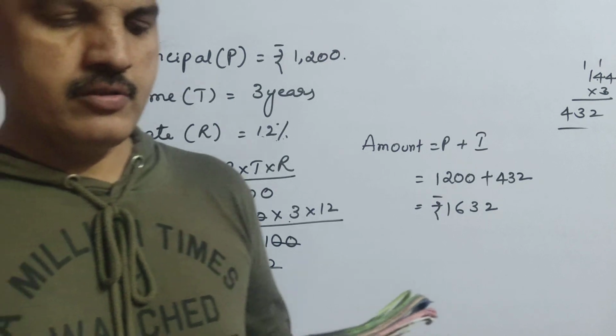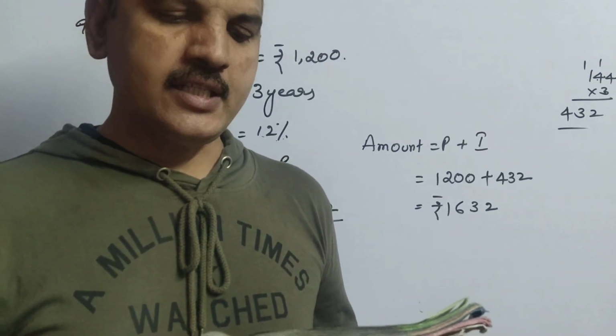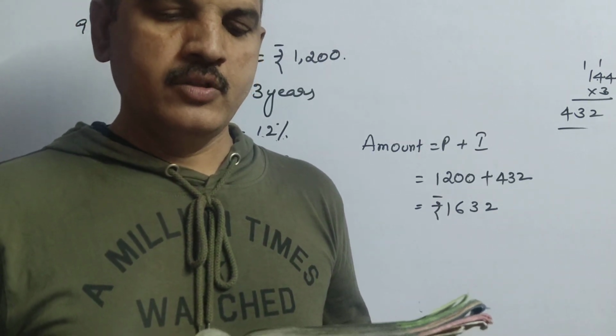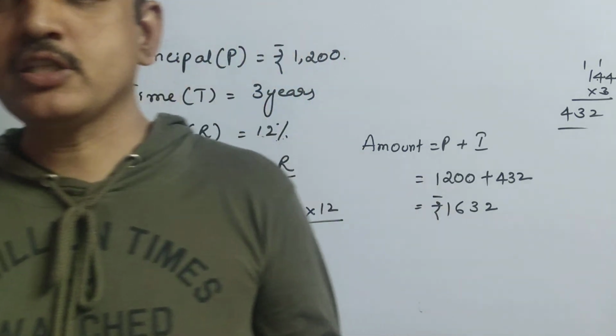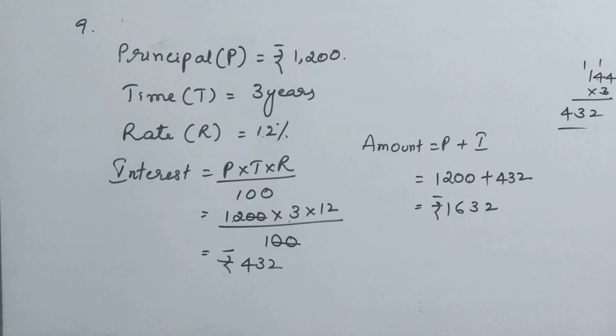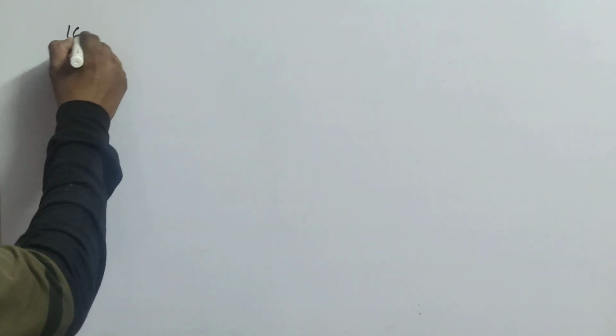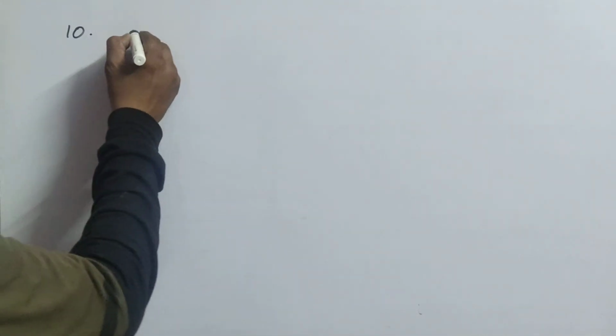What rate gives 280 rupees as interest on a sum of 56,000 rupees in 2 years? Okay children, is it clear? What rate gives 280 rupees as interest on a sum of 56,000 in 2 years? Okay, see here the 10th question. What rate gives 280 rupees as interest? That means he has given interest.